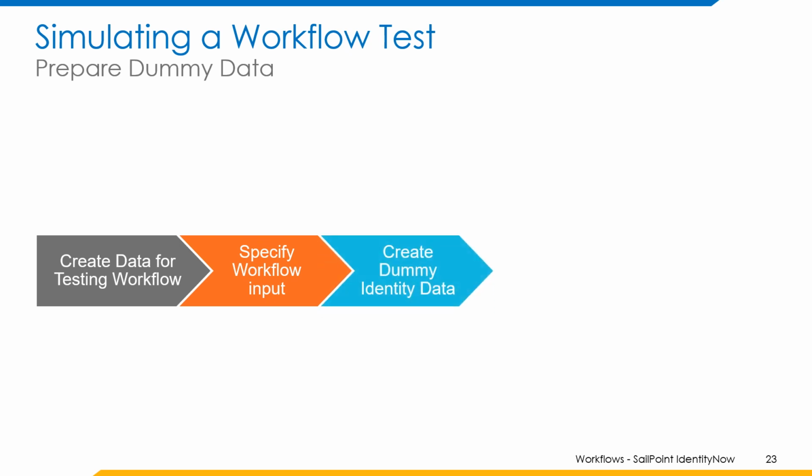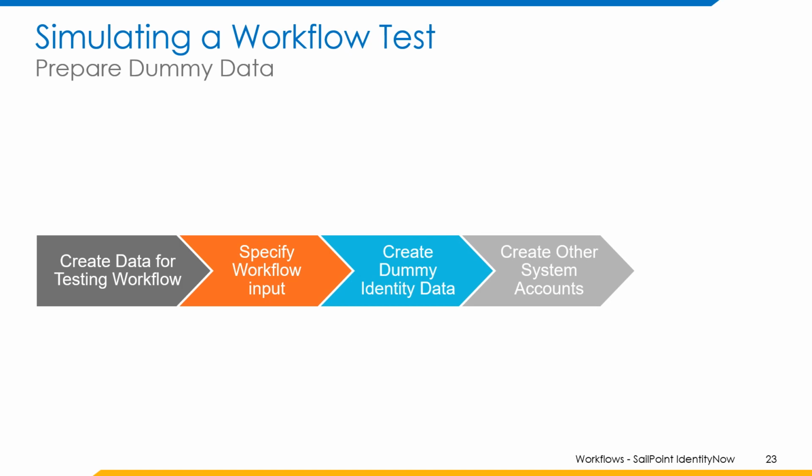Second, create dummy data or dummy identity data. You can create a simple delimited file-based source for your truth source and proceed with the basic configuration like identity profile, attribute mapping, and provisioning policy.